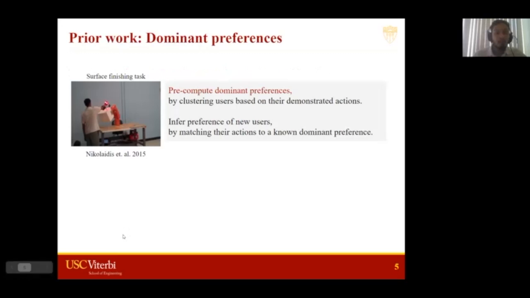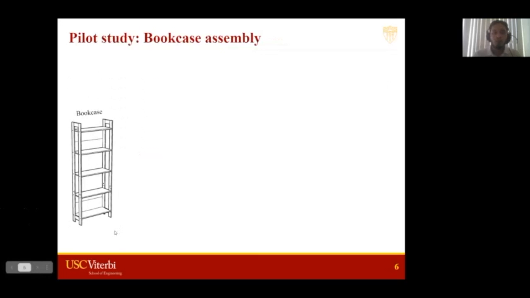Prior work that addresses this problem pre-computes dominant preferences by clustering users based on their action sequences. Then, for a new user, we can efficiently infer their preference by matching them to one of the known dominant preferences. Now, we applied this approach for a more complex bookcase assembly task, but we observed that there was a high variability in the user action sequences, making it difficult to cluster the users to a few dominant preferences.